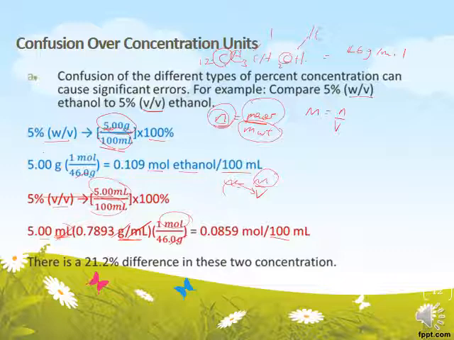So we compare this one and this one. The first one is 0.109 mole, the second one is 0.0859. You see the difference in terms of the strength. So 5% weight over volume is actually stronger compared to 5% volume over volume. And the difference here is 21.2%.